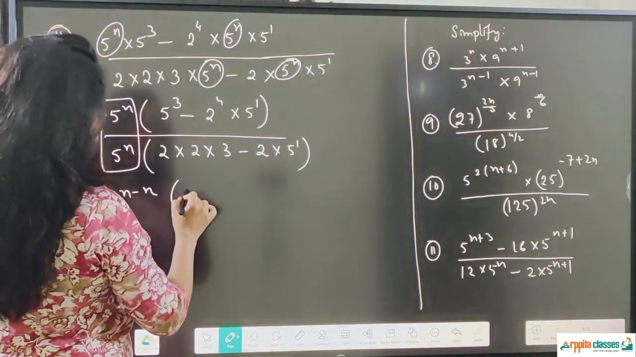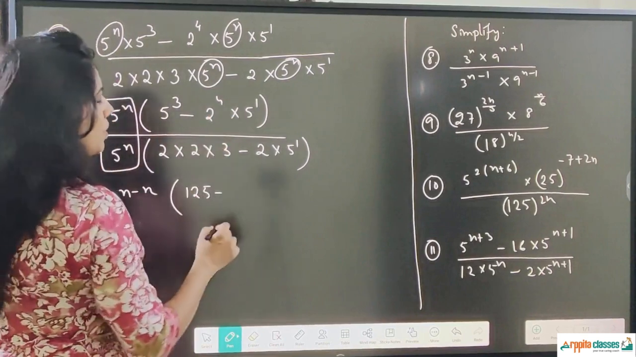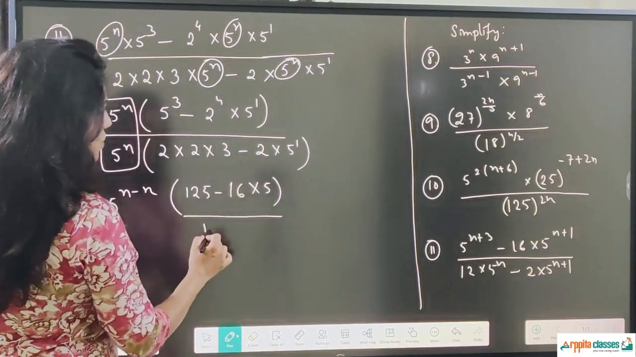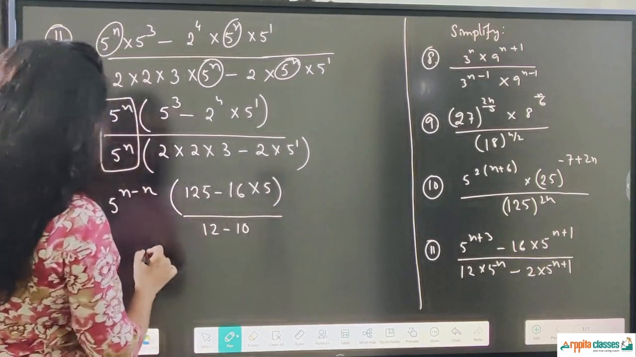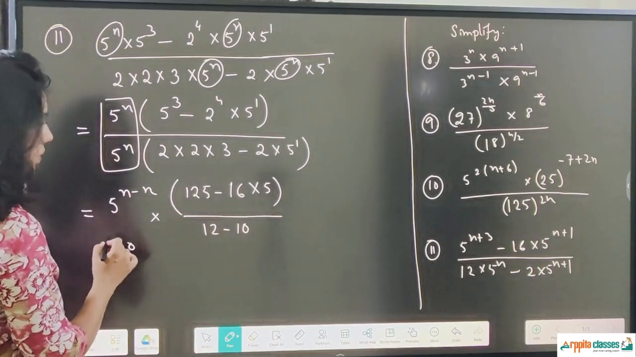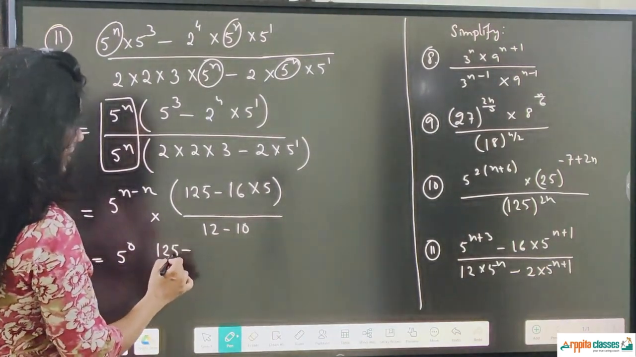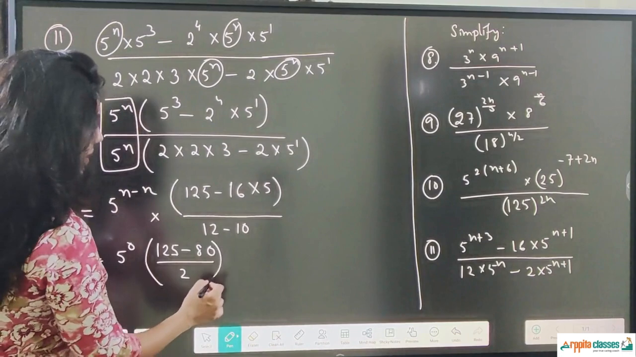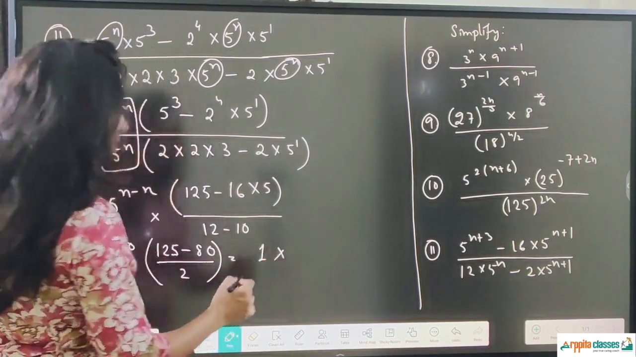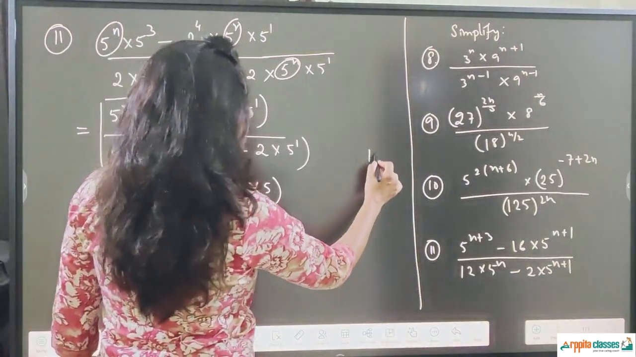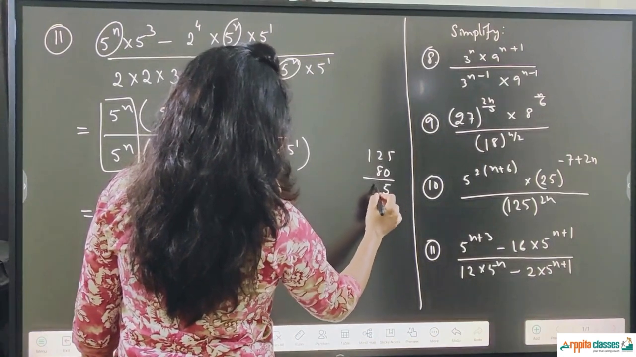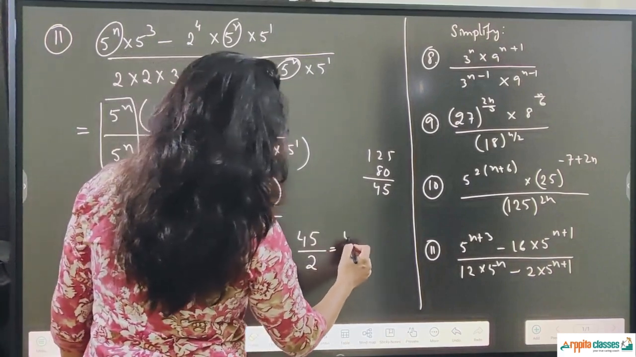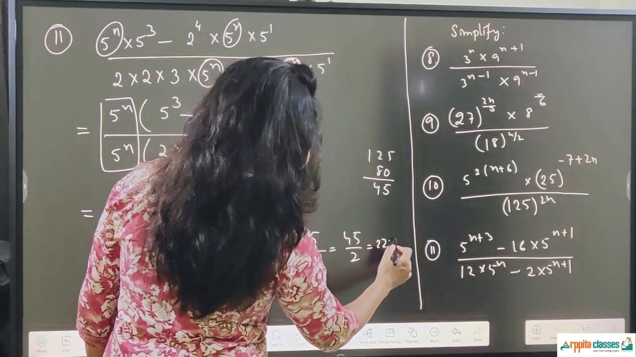Now in the numerator, inside the bracket we have 125 minus 2 to the power 4 is 16, into 5. Divided by, here we have 12 minus 5 into 2, which is 10. So this is what we get, 5 to the power 0. This is your 125 minus 16 into 5, which is 80, divided by, here we get 2, 12 minus 10 is 2. So 5 to the power 0 is 1. Anything to the power 0 is 1. 125 minus 80 will give you 45. So it is 45 divided by 2. So the answer is 45 upon 2, that is 22.5.